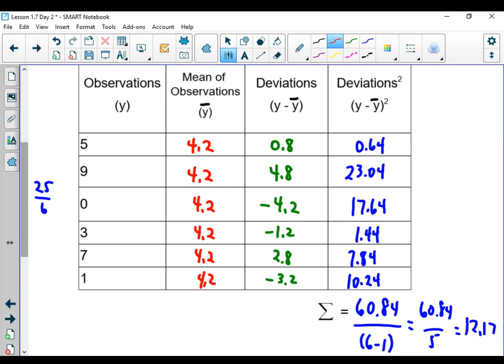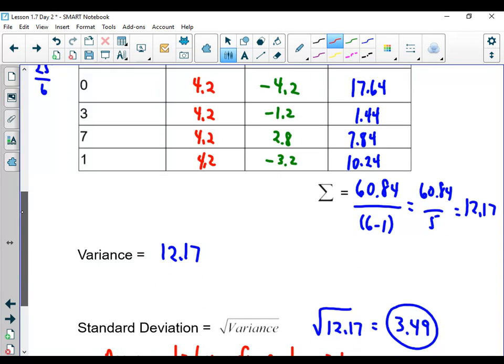Ultimately, I'll show you maybe a little bit faster way of doing it. I'll show you a couple ways in this calculator. But I think it's important to see where it comes from.